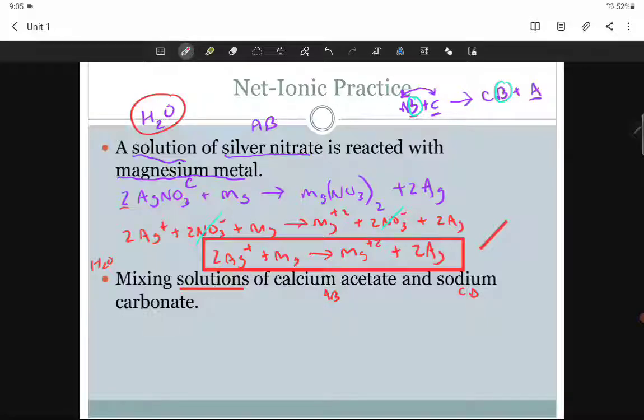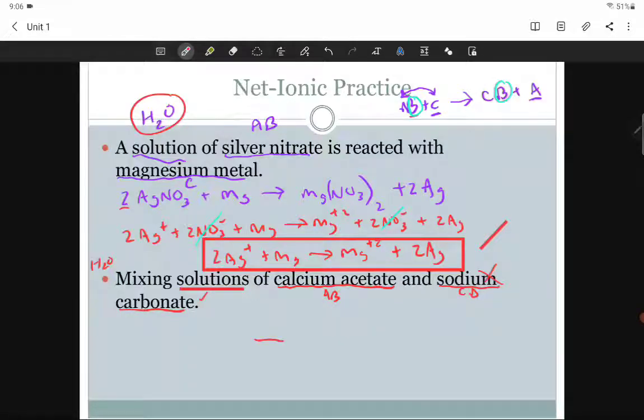You could also get an acid base, but we're not ready for those yet. But we're going to get a precipitate. So some part of calcium acetate is going to be part of a precipitate, and some part of sodium carbonate is going to be part of a precipitate. Well, I know sodium cannot be part of a precipitate because that is always soluble with whatever it's with. So that means it must be the carbonate.